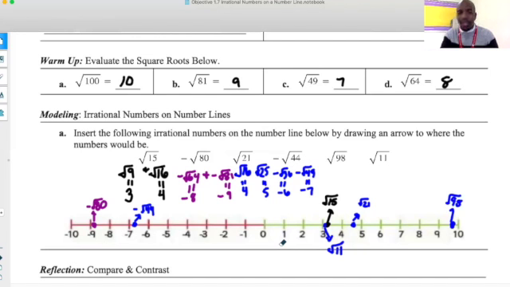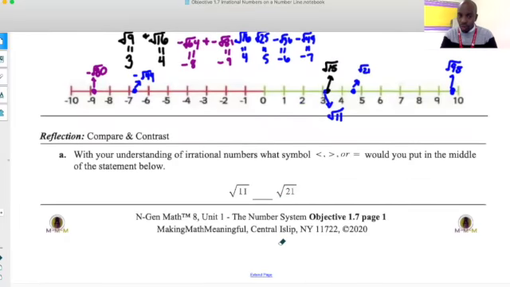Without turning them into decimals, we're just literally comparing them to the perfect squares, and that's how we can put them on the number line, okay? Take a second to read through this reflection question and analyze and say, okay, what symbol would I put in the middle here? Would I say that square root of 11 is smaller? Would I say it's bigger? Would I say it's the same as the square root of 21, okay?